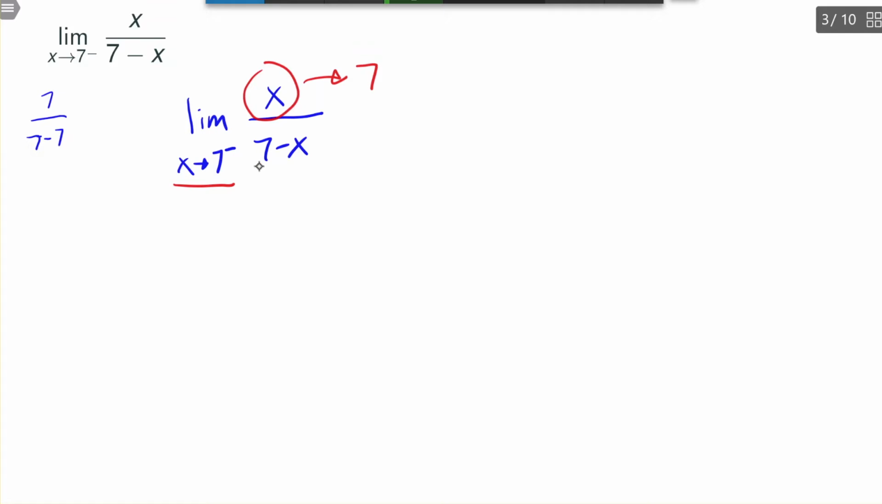Now let's look at the denominator, 7 minus x. So here I'm going to draw a number line. Let me draw it right here. And it's approaching 7 from the left side. That means from this side only, right? So it approaches from the left side.